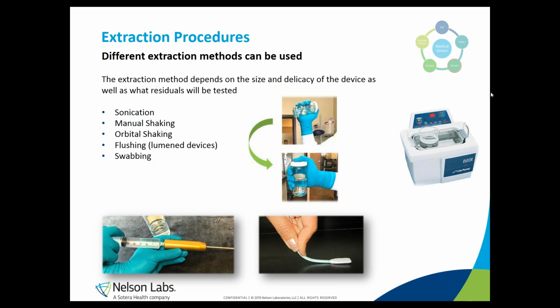During the extraction, different techniques may be applied depending on the device design and properties. For example, a flushing step can be applied for lumen devices. Manual and orbital shaking methods as well as sonication are very frequently used. And for very large devices or very specific device designs, for example, that have a touchpad or a hand palm scanner, a swabbing technique of the contact surface can be applied.